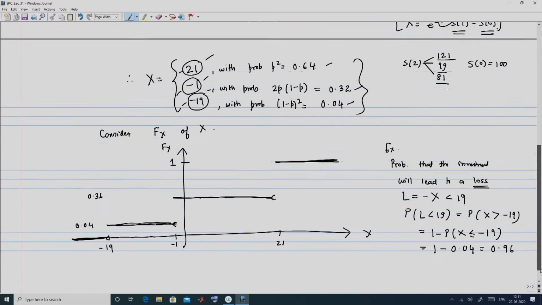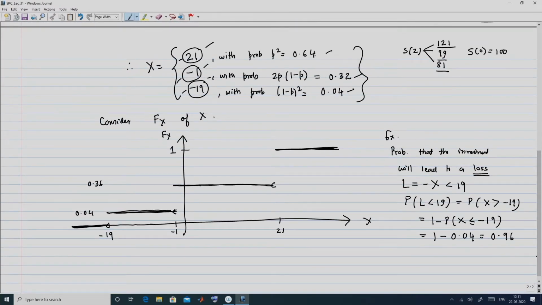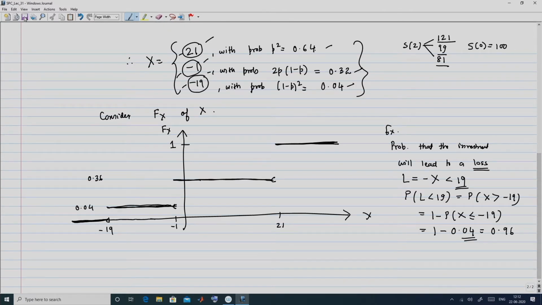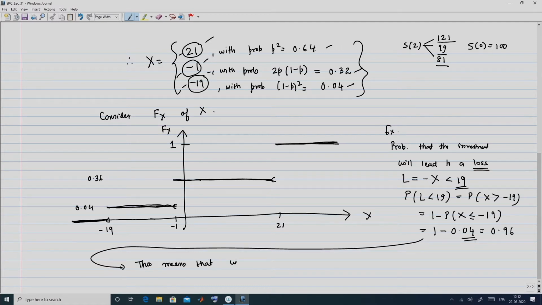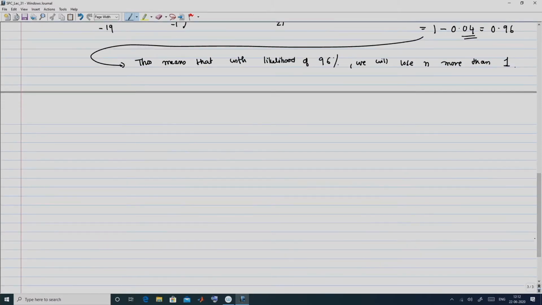So, this means that 96% chances are that the loss will not be more than 19, and there is only a 4% chance that the loss is going to be more than 19. So, I can say that from here this means that with likelihood of 96%, we will lose no more than an amount of 1. All right.